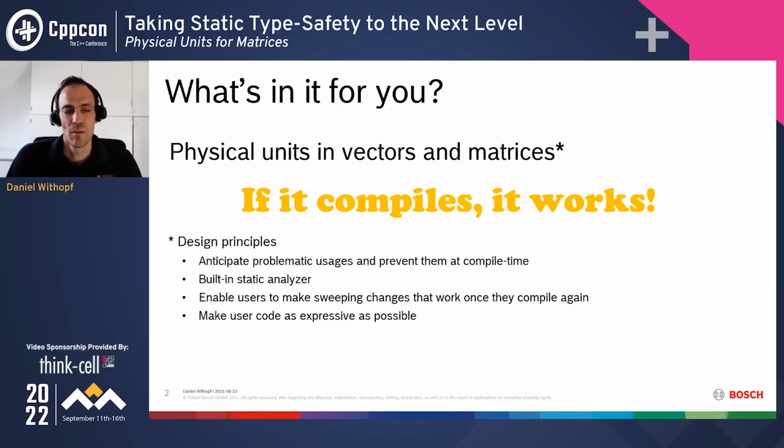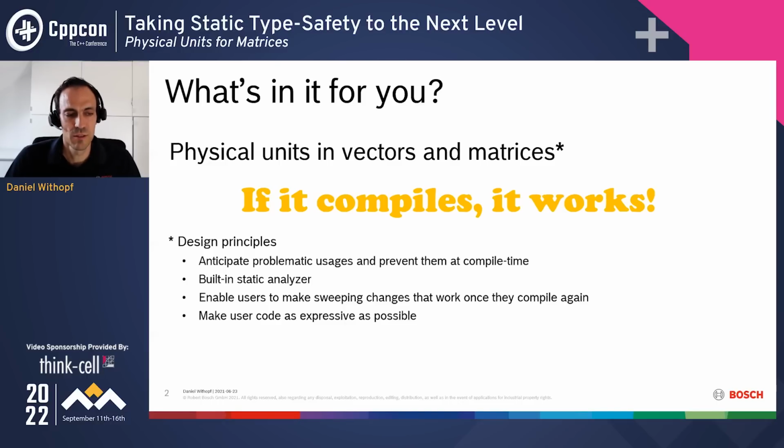Furthermore, my goal is to enable users to make sweeping changes that work once they compile again. So this means when you do changes in your library, ideally you get static assertions that alert you of all the problems in your library or in your code where you use the library. You can fix the problems, and once it compiles, it's very likely that everything is correct. Of course, there's no guarantee, but at least it's very, very likely.